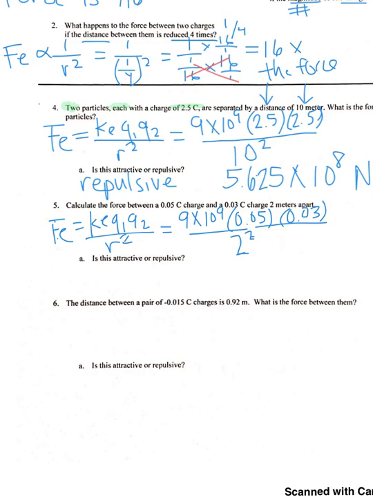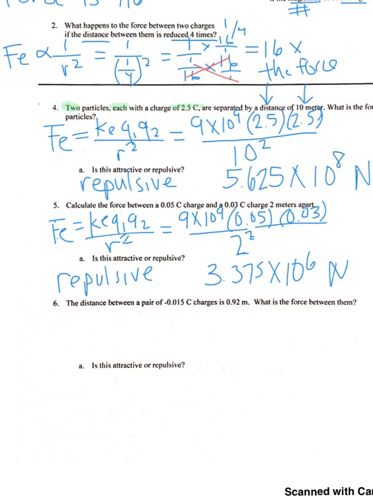Okay, so I'm going to go ahead and plug that into the calculator. 9e to the 9th times 0.05 times 0.03 divided by 2 squared. Okay, we get 3.375 times 10 to the 6th. Remember, we're still calculating forces, so this is newtons, and this is repulsive. Again, we're looking at the two charges, and they are both positive, so they are repulsive. They're going to repel each other.